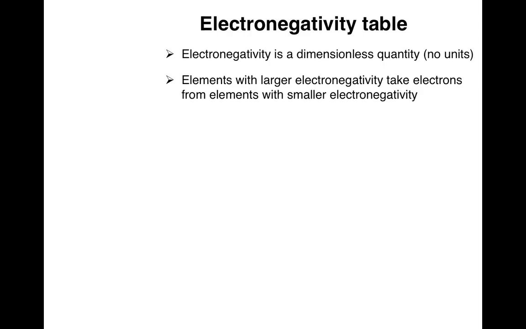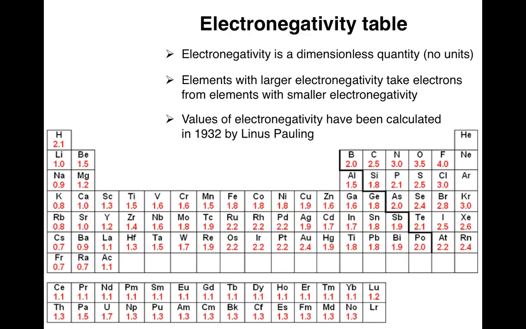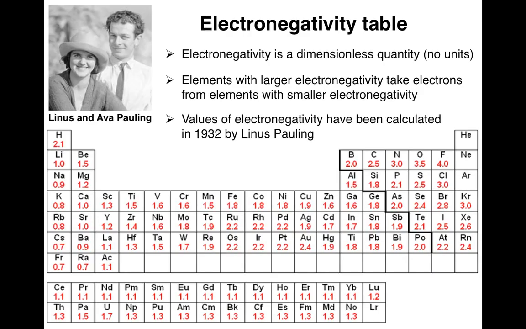Electronegativity values have been systematically determined for chemical elements in 1932 by the American chemist Linus Pauling. Pauling was one of the most prominent chemists. He was awarded a Nobel Prize in Chemistry for developing the theory of chemical bonding. He also received a Nobel Peace Prize for his advocacy for nuclear disarmament and vocal opposition to weapons of mass destruction. His wife, Ava Pauling, was a civic activist who convinced him to get involved in these issues.